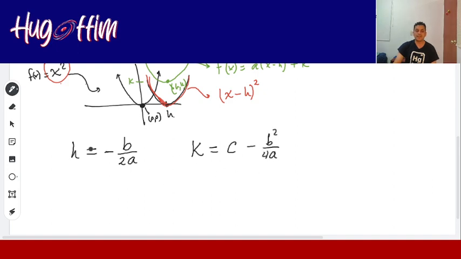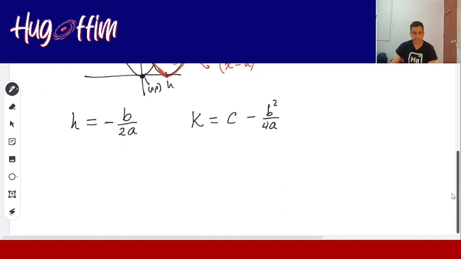And this is quite an advantage, because if you have your function in polynomial form, you can convert it into vertex form to analyze the function and to get the lines of symmetry, and to get much information from this function. So I'm going to do it with an example. We're going to use an example to analyze the function.